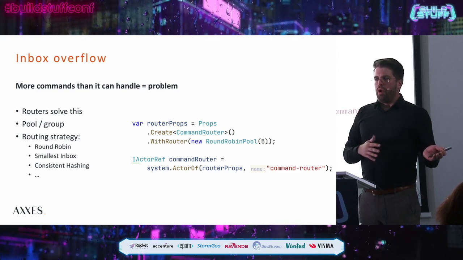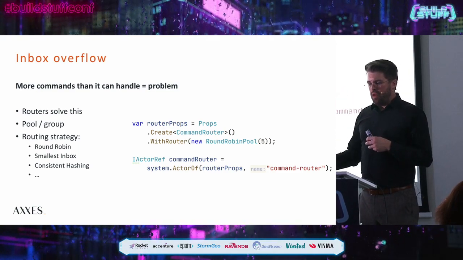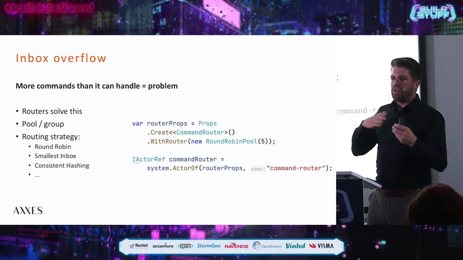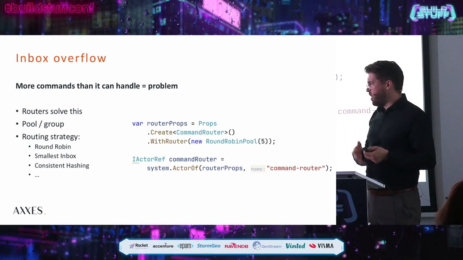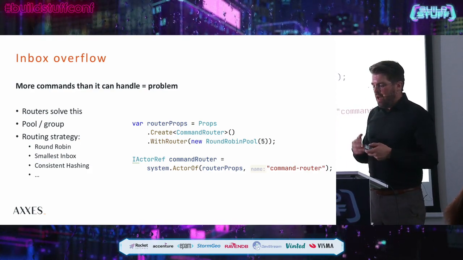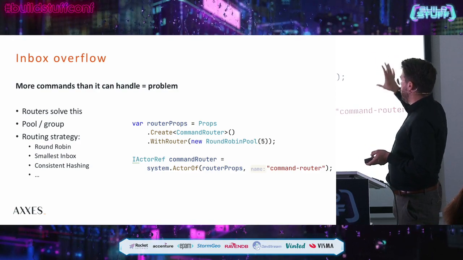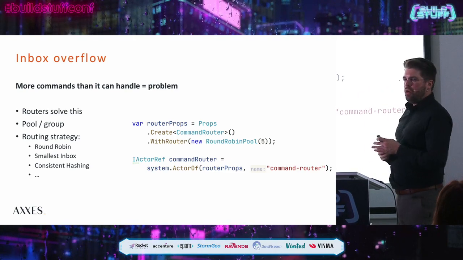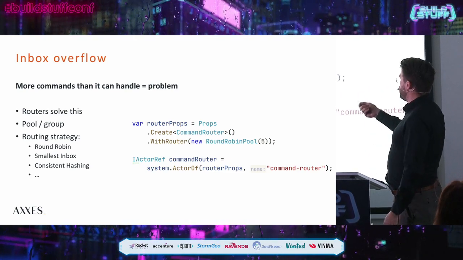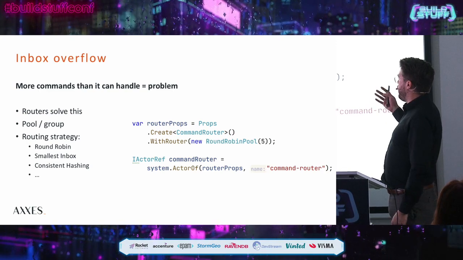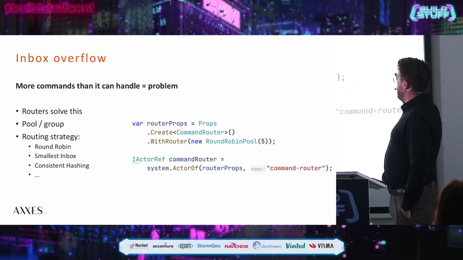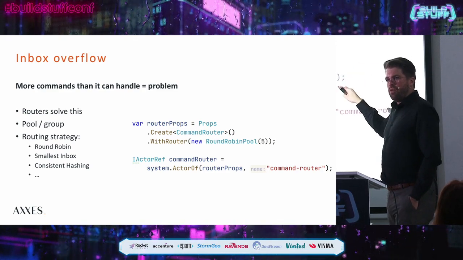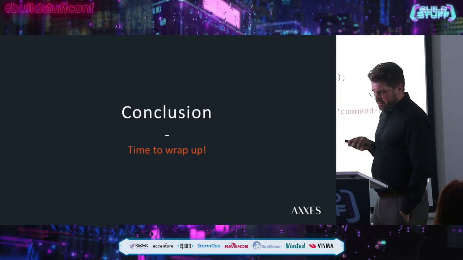You can either do round robin or route towards the one that has the smallest inbox, or based on a consistent hashing on your messaging so that the same aggregates messages go to the same routee. That is a strategy that would fit the most in our design. But creating a router, you do that when you create your actor by editing the props and adding router capabilities to it. This will just create 5 instances of our command router actor and round robin between them. And it doesn't change the implementation of our command router one bit, which is very powerful.